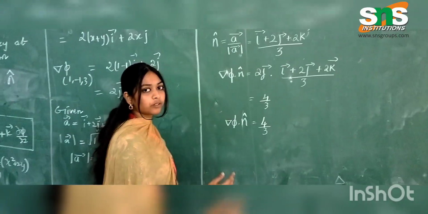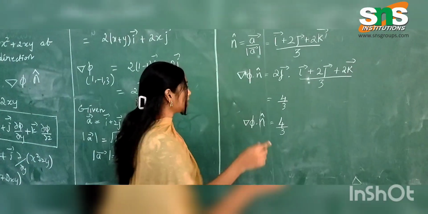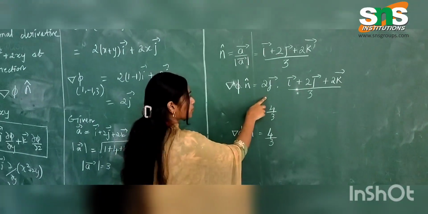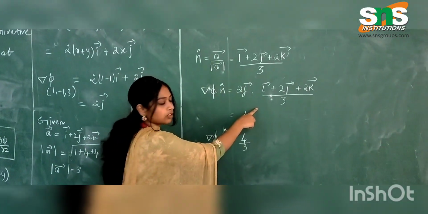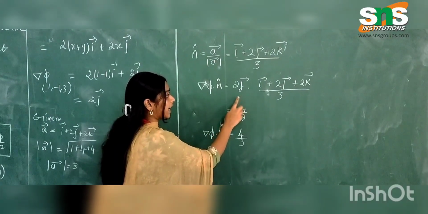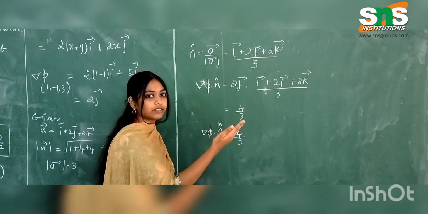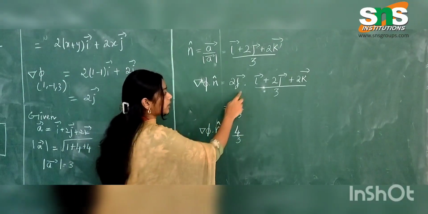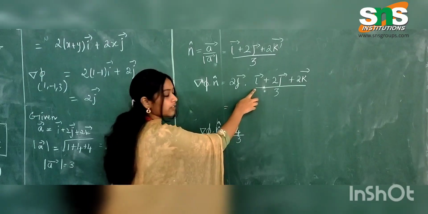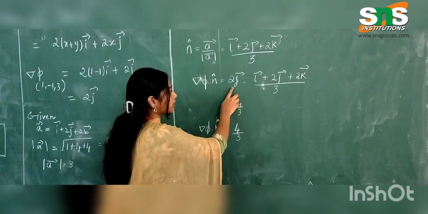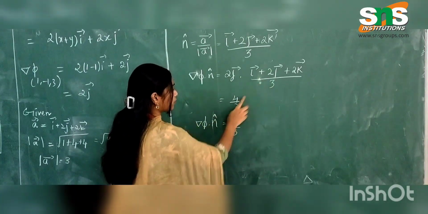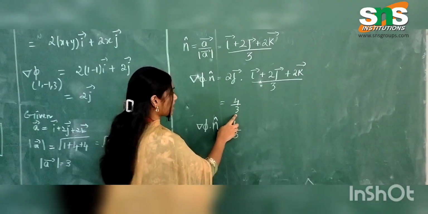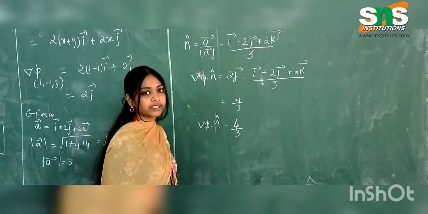Now we know the formula of directional derivative, which was explained earlier, del phi dot n cap. Value of del phi is 2j vector dot n cap. So we already know that i vector dot i vector is 1 and j vector dot j vector is 1, k vector dot k vector is 1. So when we multiply, the i vector and k vector terms become 0. So only we can multiply j vector and j vector. So 2 into 2 is 4 and j dot j becomes 1. So we just keep the denominator as 3 and we got our directional derivative as 4 by 3.